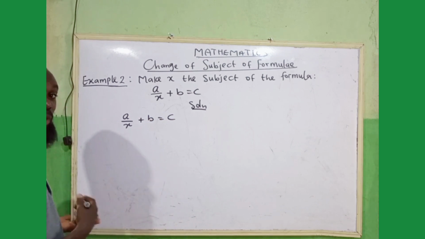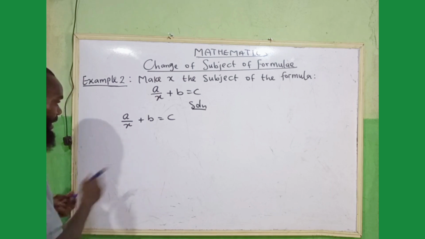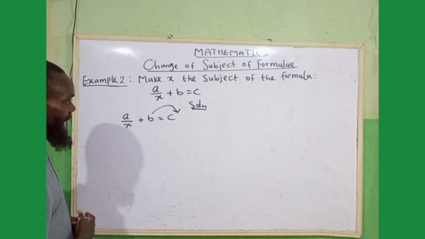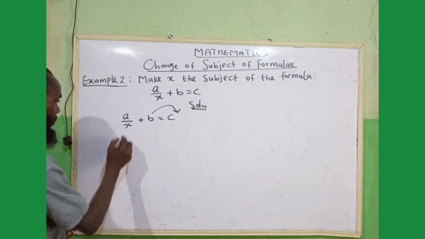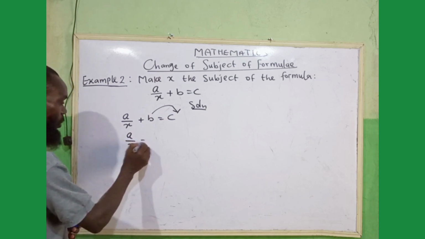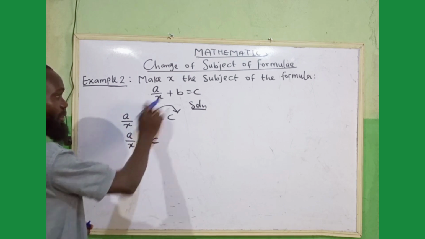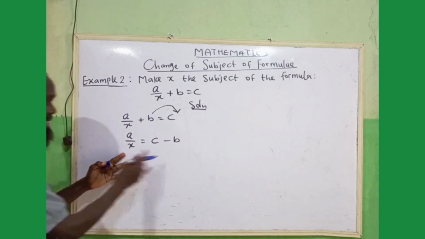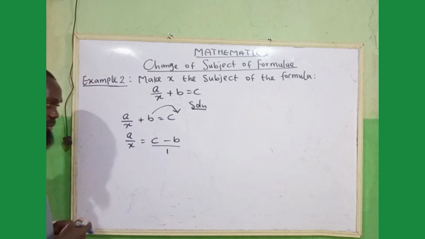Also, we can view it in this way. Instead of the first way that we solved, let me take this plus b out. When I take the plus b out, I'm going to have a over x equals c is there already. When plus b is crossed it becomes minus b. Since this one I have over x, let me say over 1 here. What is the next step?